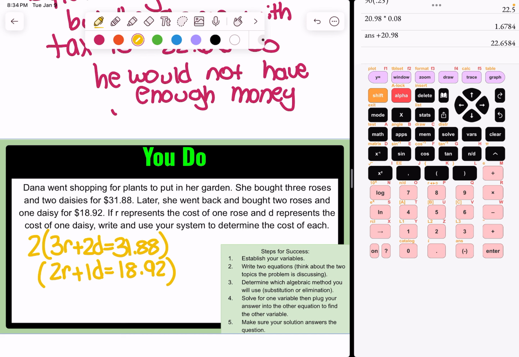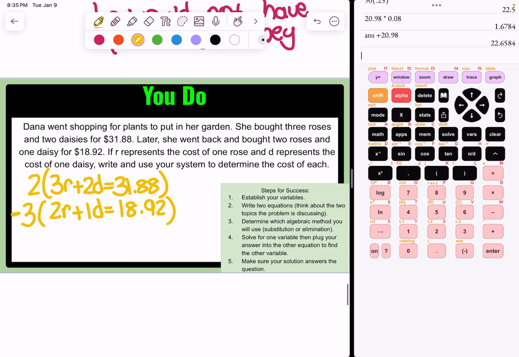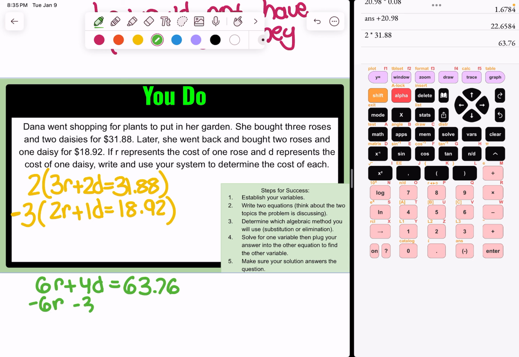We're going to multiply the top equation by 2 and the bottom by 3. We need to make one of them negative. I like to make the bottom one negative. 2 times 3R is 6R. 2 times 2D is 4D. And 2 times 31.88 is 63.76. Then negative 3 times 2R is negative 6R. Negative 3 times 1D is negative 3D. And negative 3 times 18.92 is negative 56.76. All right. 6R plus negative 6R cancels out.